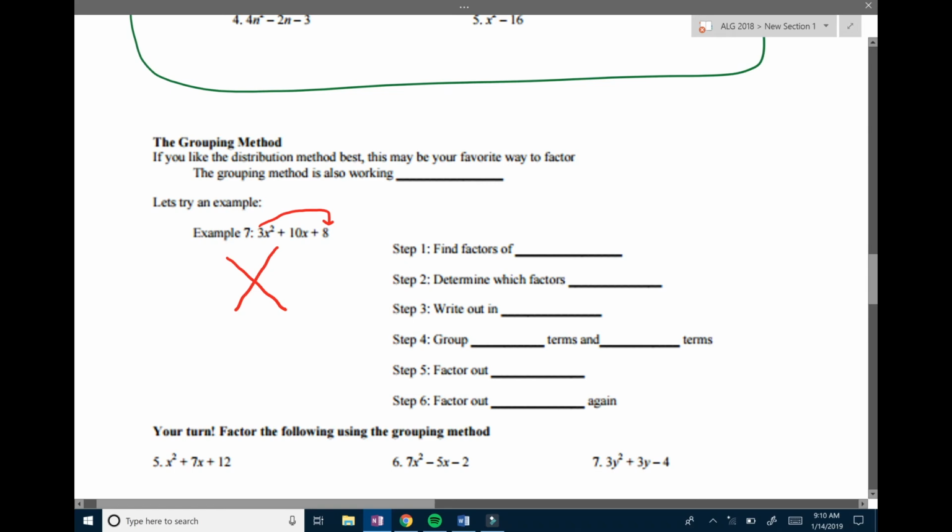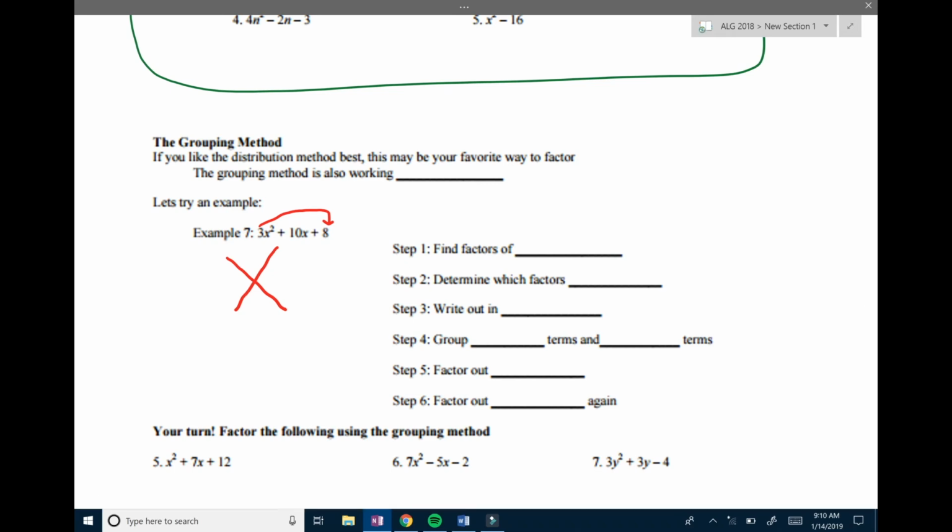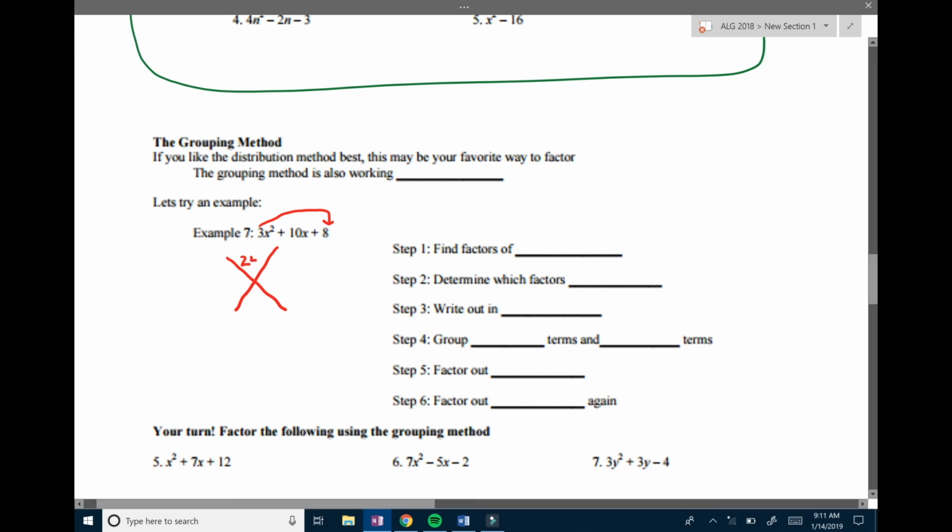I would multiply my 3 times the 8, and that number goes at the top, 24. So all I did was take 3 times the 8 and put that 24 at the top. I'm going to find the factors of 24 once again, and I'm also going to take this middle number and drop it down to the bottom, just like I've always done. So I'm going to determine which factors add to 10.